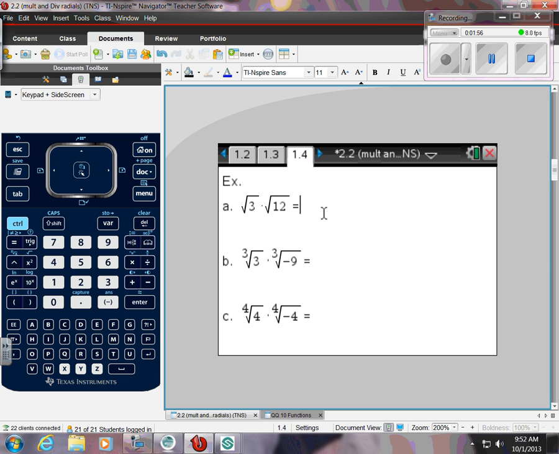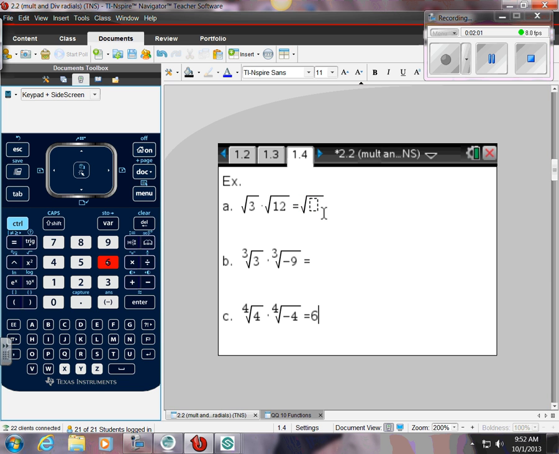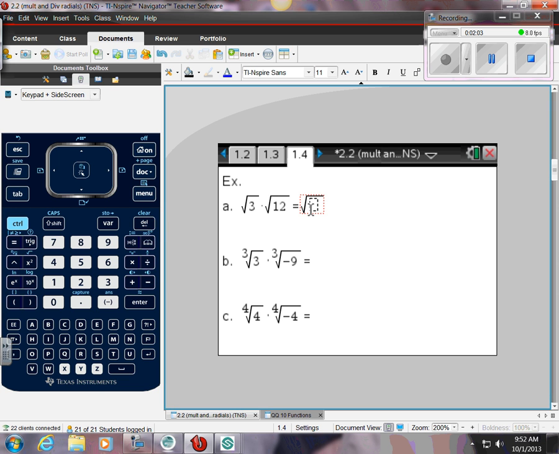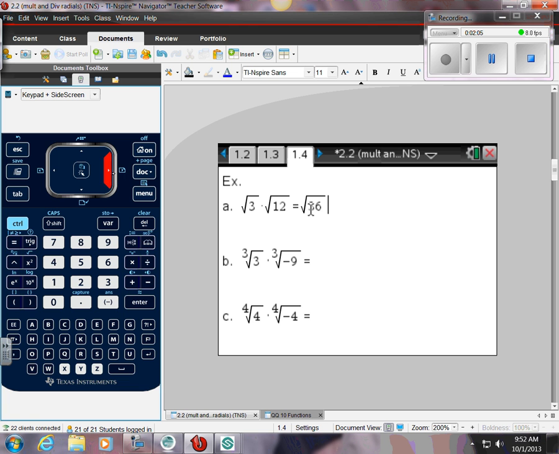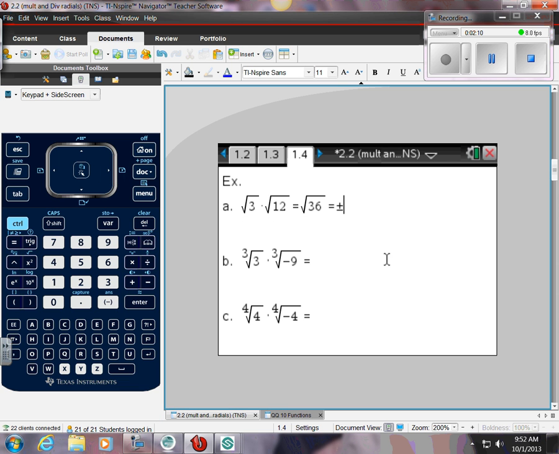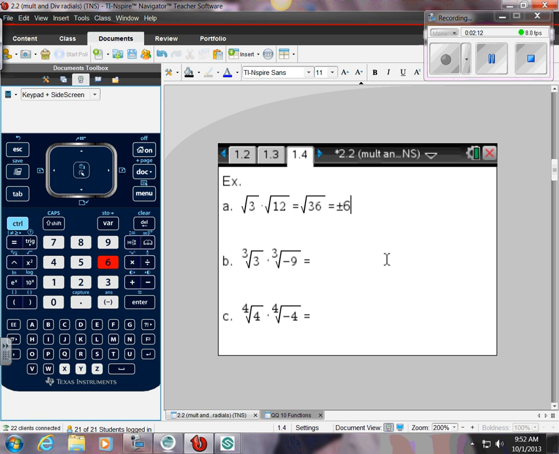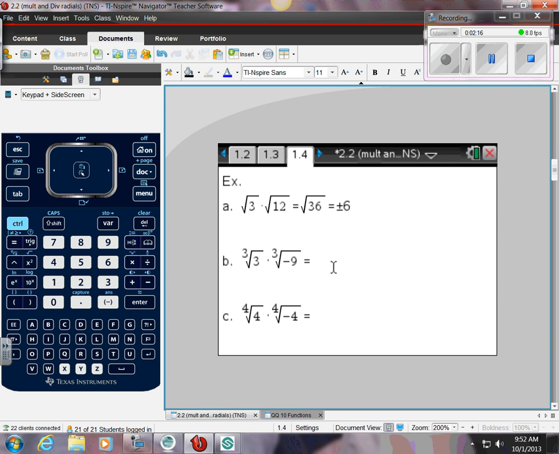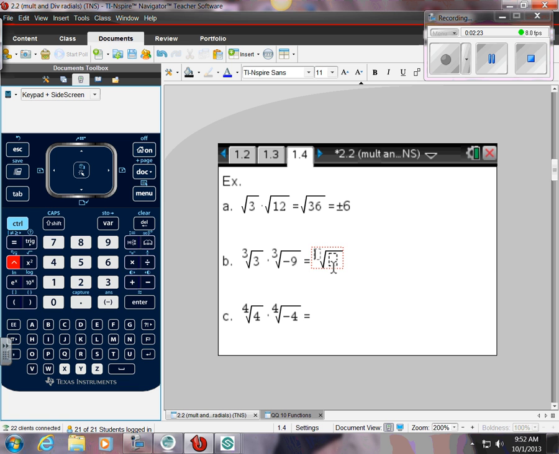Okay, square root of 3 times square root of 12, what's it equal? Square root of 36. What's the square root of 36? Good. Plus and minus 6. Excellent. No problems with that, right? Okay, let's get a little bit harder. Cube root of 3 times the cube root of 9. Cube root of negative 27. Good.